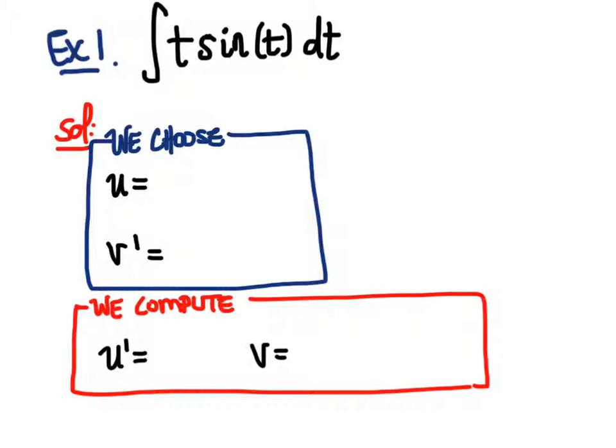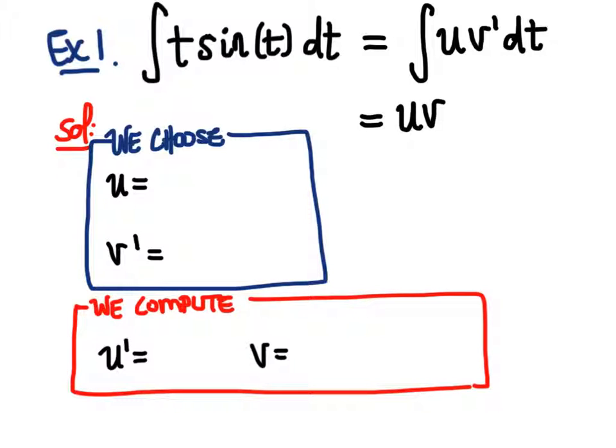Okay, so let's check out this example here. Let's find the integral of t sine of t with respect to t. So again, with integration by parts, the idea is to rewrite this integral in the form u times v prime dt. And once we can rewrite it in that form, we can apply the integration by parts rule, which says that this is u times v minus the integral of v times u prime, all with respect to t. So our first job is to find u and v prime, looking at this integrand.